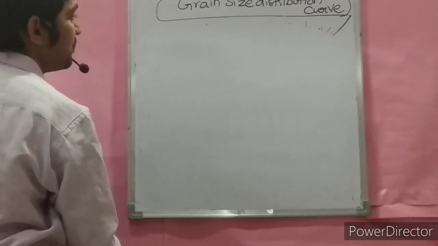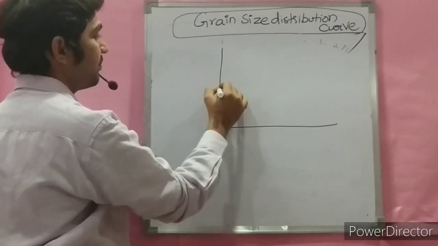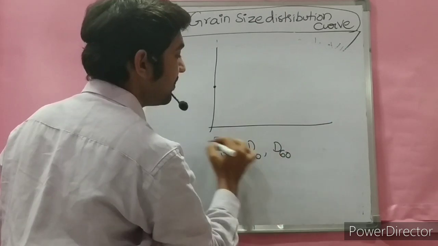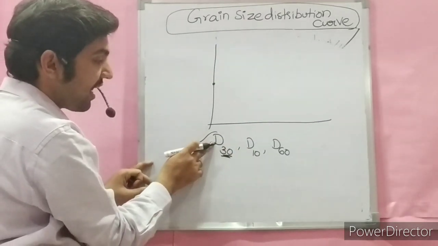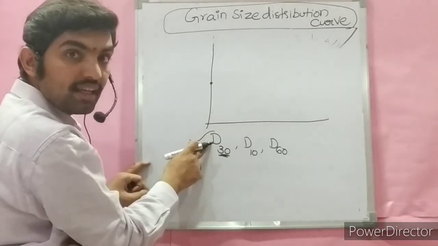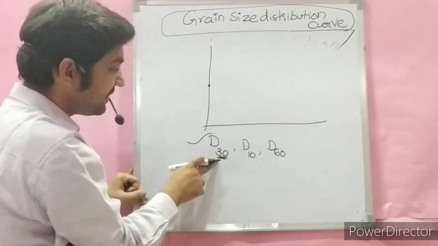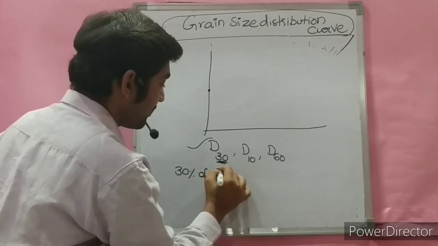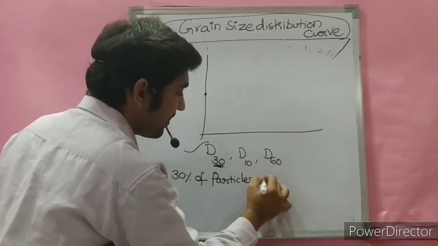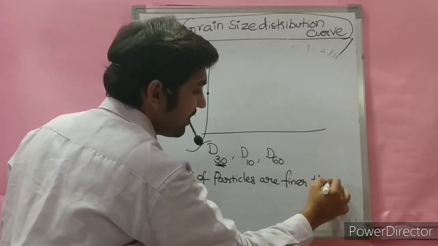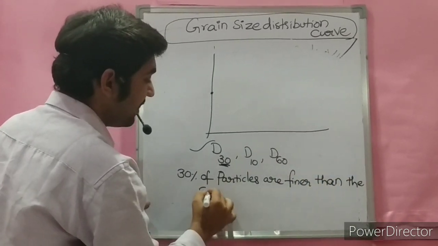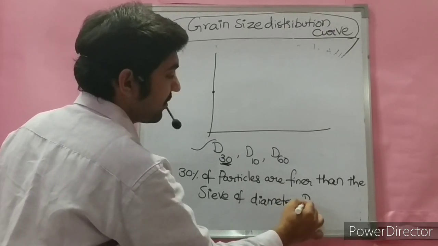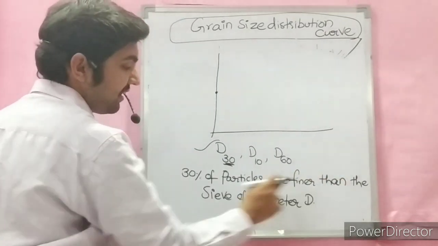Also from this grain size distribution curve, we can infer a lot of things. D30 terms are there: D30, D10, D60. 30% of the particles are finer than the sieve opening of diameter D. It means 30% of the particles pass through the sieve of diameter D. That is the meaning of D30.